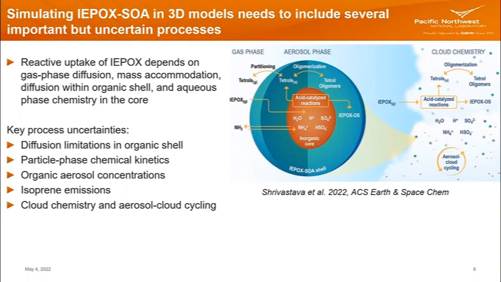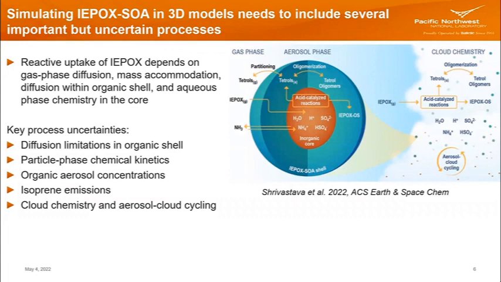So there are several processes when, as modelers, we try to model the IPOX SOA formation, we need to think about several processes and their uncertainties. Diffusion limitations in the organic shell is one of them. There is chemical kinetics in the inorganic core that also needs to be well constrained by measurements. But then getting the total organic aerosol concentrations right. What is the thickness of the coating? What is the viscosity of the coating material? That is really important. Then obviously isoprene emissions are important, because depending upon how well you are modeling the isoprene or getting the isoprene emissions right, that could change the availability of gas phase IPOX.